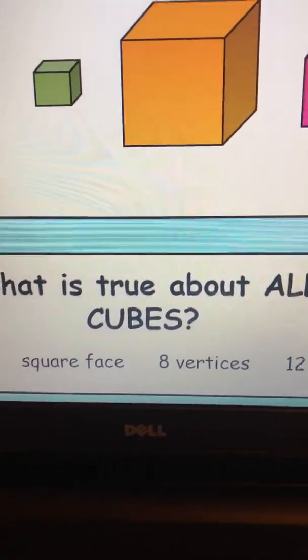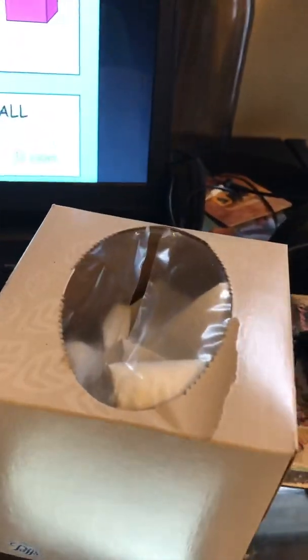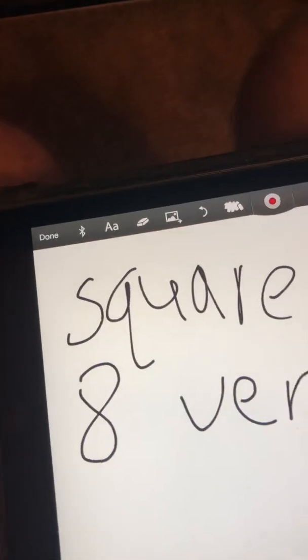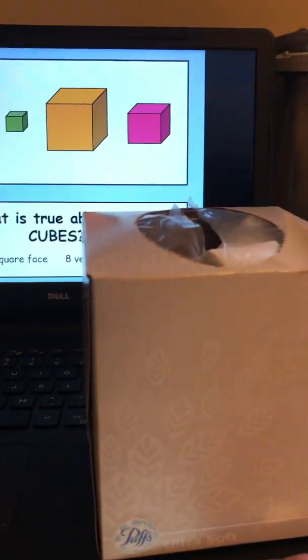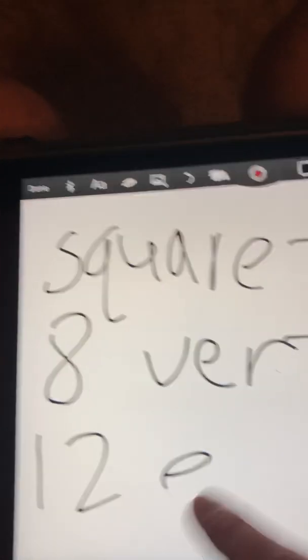Eight vertices. Let's take a look at this box. 1, 2, 3, 4, 5, 6, 7, 8. Okay, yes, they all have 8 vertices. And 12 edges. Take a look again. 1, 2, 3, 4, 5, 6, 7, 8, 9, 10, 11, 12. 12 edges. So this one actually had 3 correct answers.